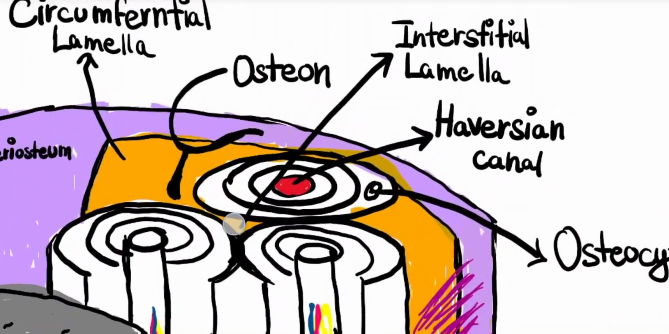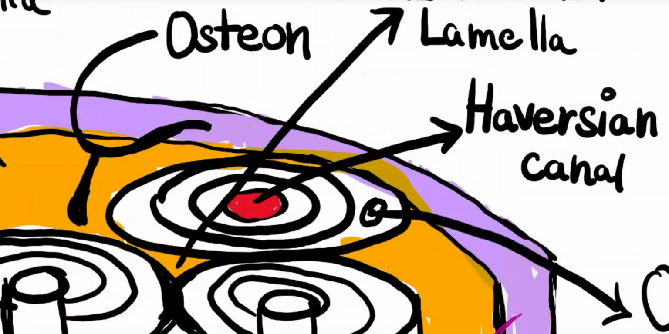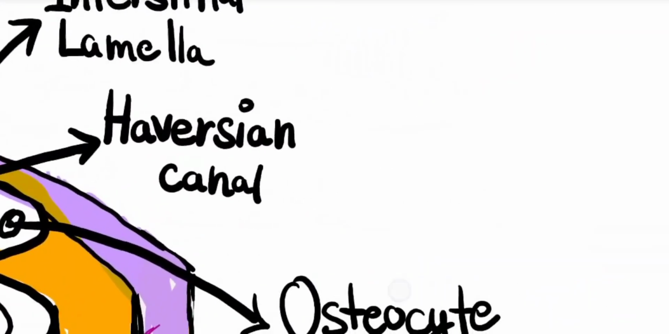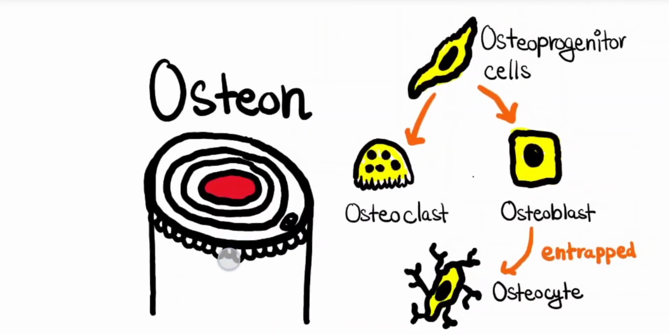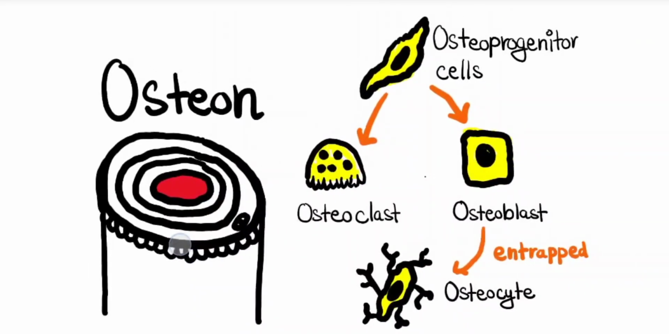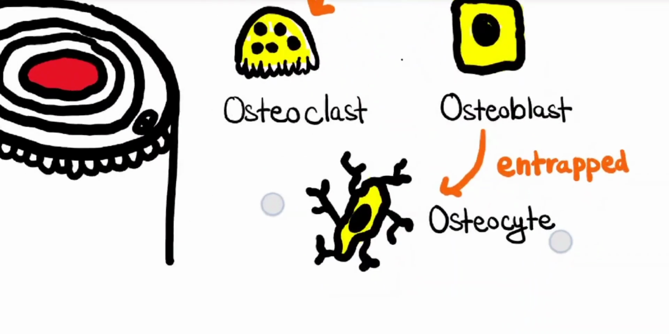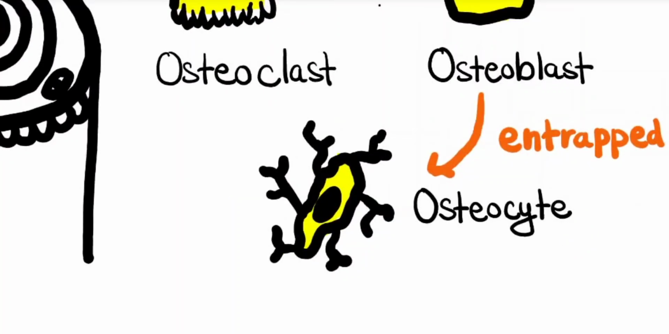If we zoom in on one of the osteons, we will find the cells of bone. The osteoprogenitor cells will differentiate into osteoblast and osteoclast, and these osteoblasts which are entrapped in these concentric layers will be called osteocyte, which is the inactive form of osteoblast.